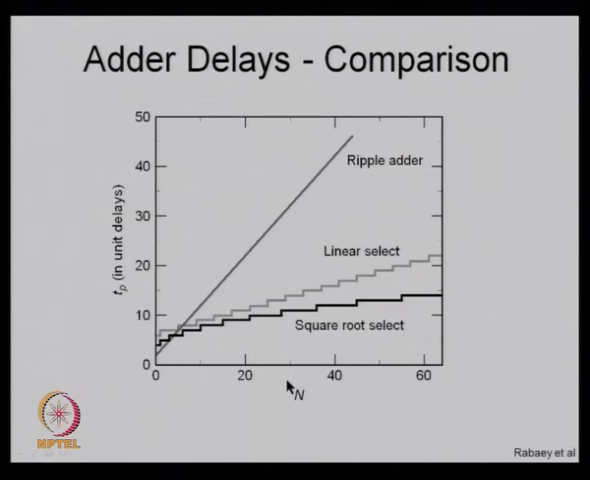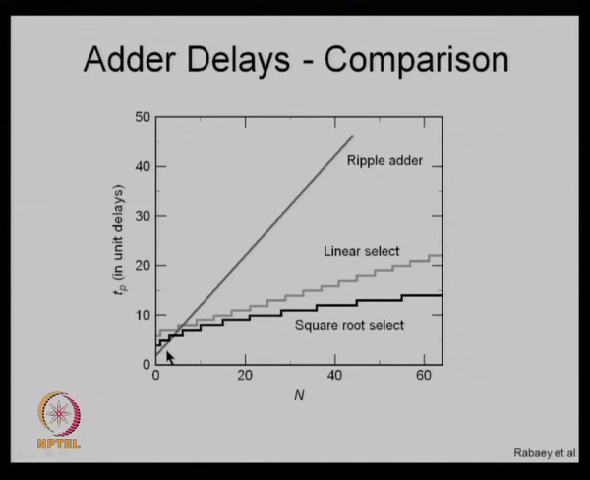So, here is a table again taken from Rabaey's book, which shows the number of bits versus the delay for the adder, in units of delay. It can be nanosecond or picosecond, depending on technology. If you use a ripple carry adder and you keep increasing n, the delay will keep rising linearly, in fact proportional to n.